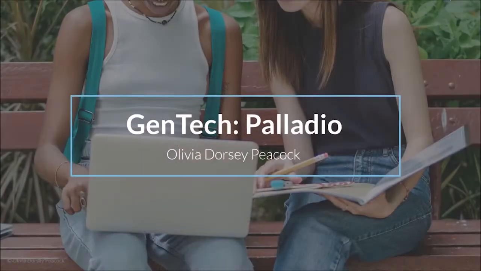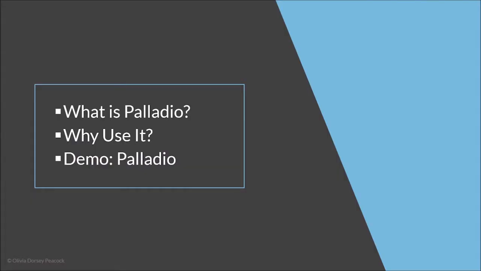Everyone. In episode 8 of GenTech, we're talking about Palladio, which is a cool tool that allows you to visualize things on maps and allows you to visualize relationships. So we'll talk about what Palladio is, why you'd want to use it for family history research, and I'll give you a demo to show you some of the features of things that you can do.